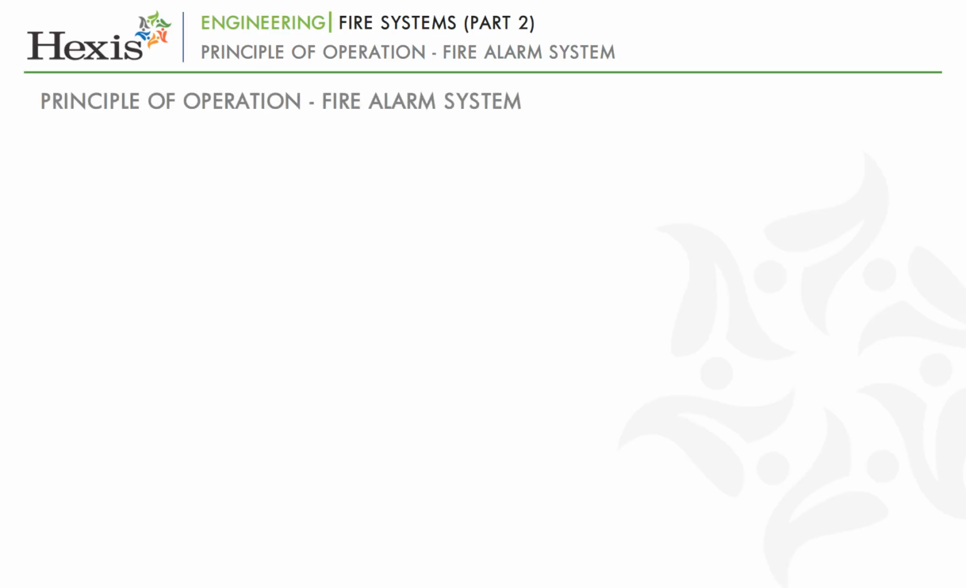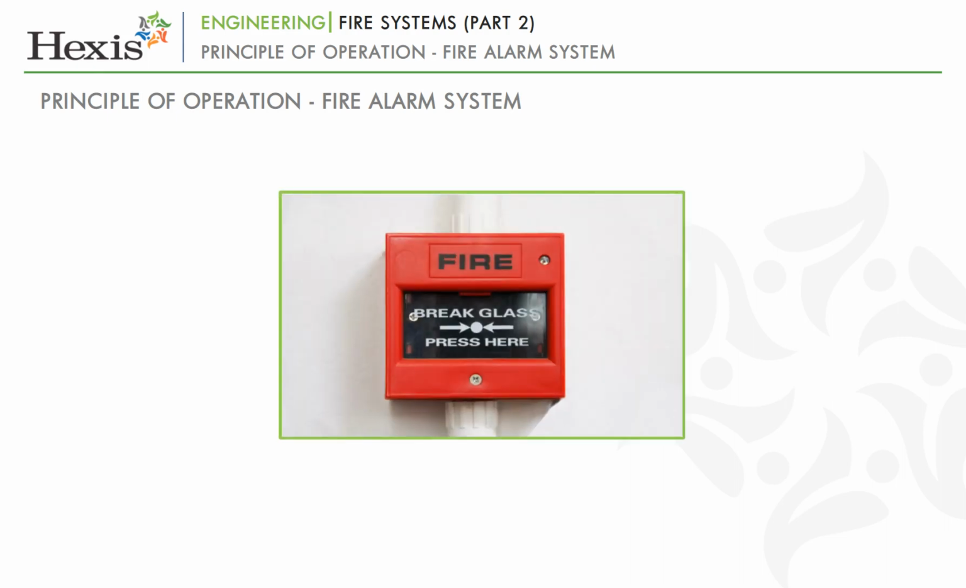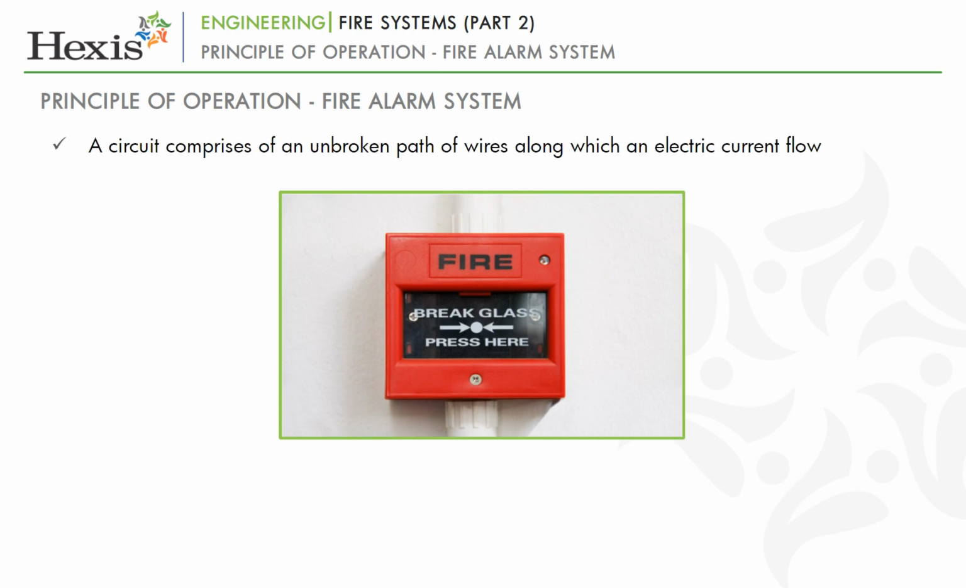Now that we know the basics of fire alarm systems, let's look at its operation. In its basic form, detectors or manual call points are connected to a main fire control panel through a network of wiring in circuits or zones. A circuit comprises an unbroken path of wires along which an electric current flows. A zone is a group of one or more detectors grouped by location.